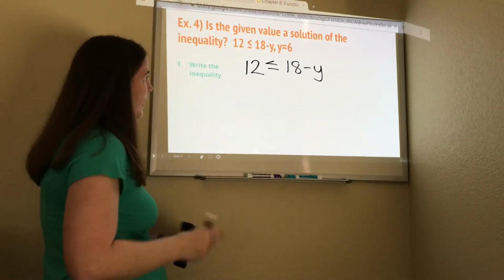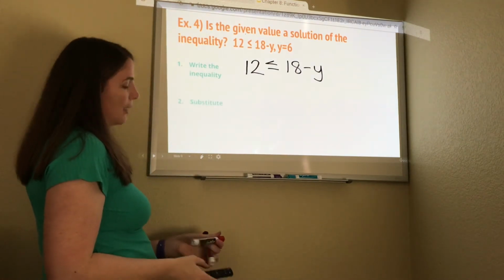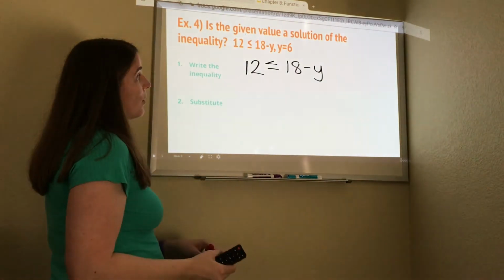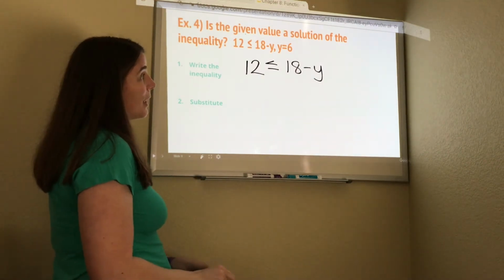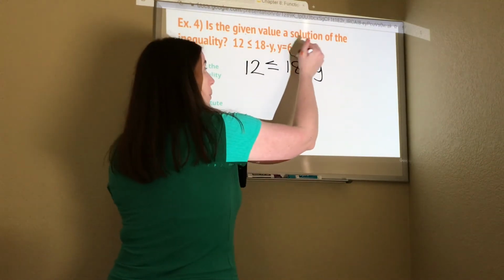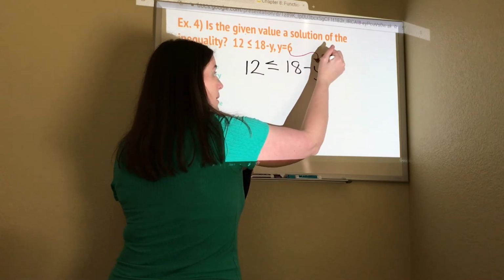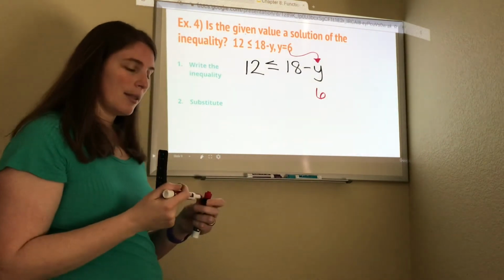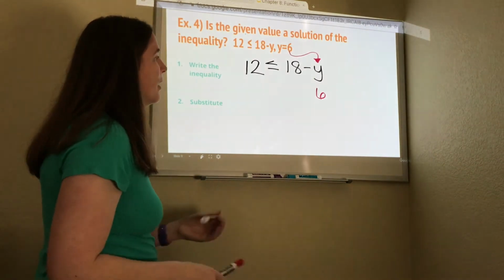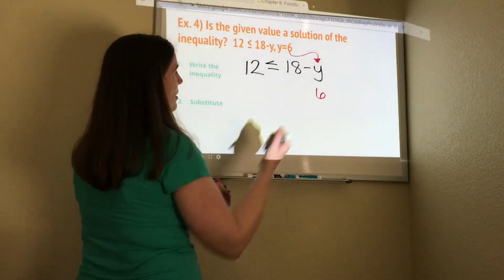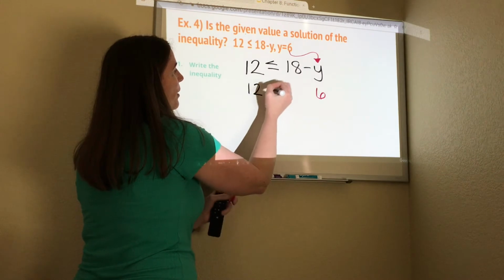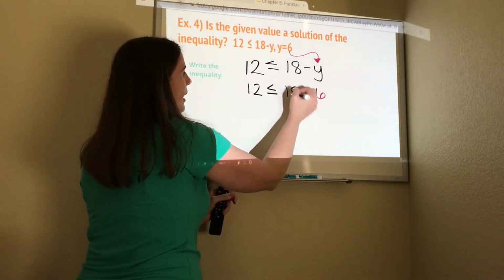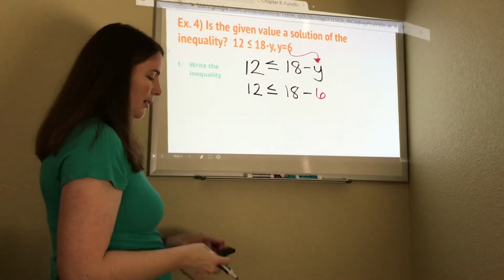The second thing I need to do is substitute. So I'm going to put that y equals 6, so that means I need to substitute the 6 in for y. So I'm going to write everything else the same, but my y is now 6. So I write 12 is less than or equal to 18 minus 6.